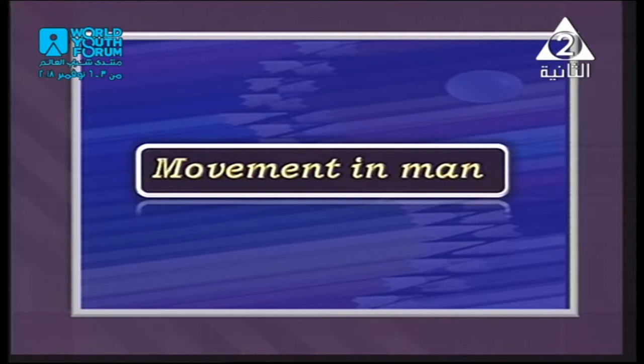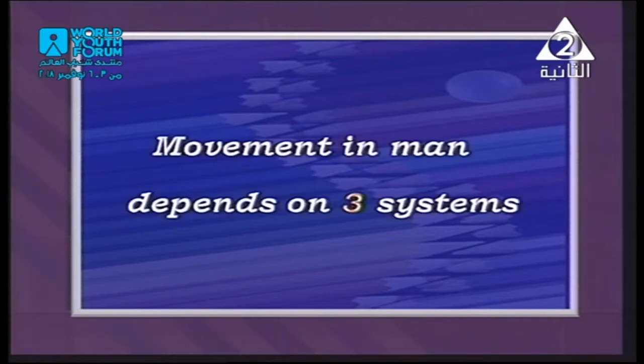Today we're going to start with the movement in human. In the last episode we studied the movement in plant. Today we're going to study how it works and the mechanism of movement inside our muscles. Well, let's start. Movement in man depends on three systems.